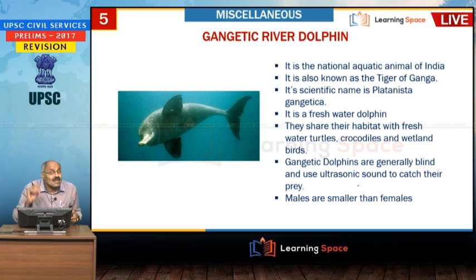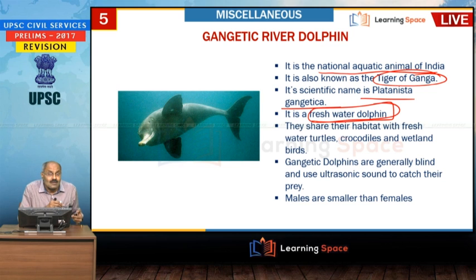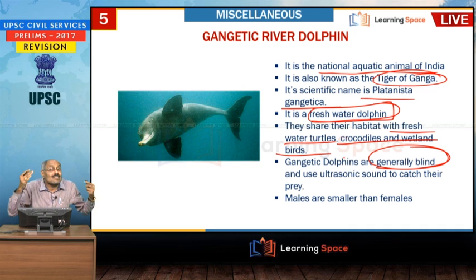A question is expected on this. Please be clear about this. It is the national aquatic animal of India. It is also known as tiger of Ganga. Scientific name is Platanista gangetica, and it is a freshwater dolphin, very important, and it shares habitat with freshwater turtles, crocodiles and wetland birds. And Gangetic dolphins are generally blind. Please understand as much information as possible about Gangetic dolphin, and it uses ultrasonic sound to catch its prey. It uses ultrasonic sound, and here males are smaller than females.